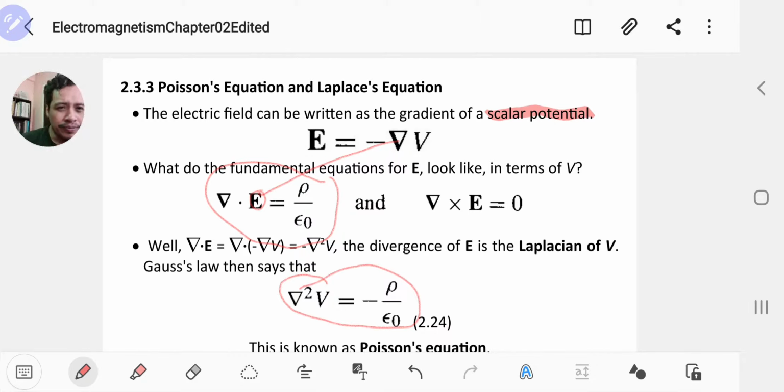And by the way, the curl of E is always 0, because E is the gradient of V, and as we've studied in chapter 1, the curl of any gradient is 0. That's given by this one.